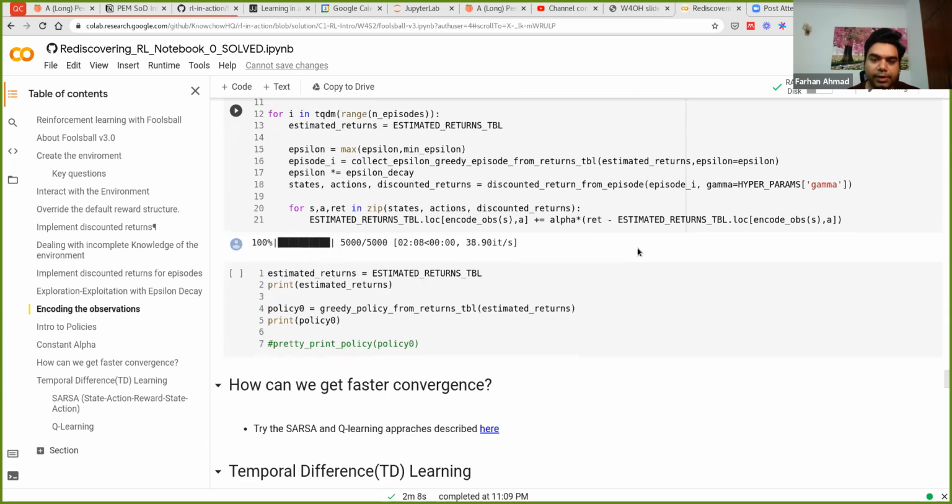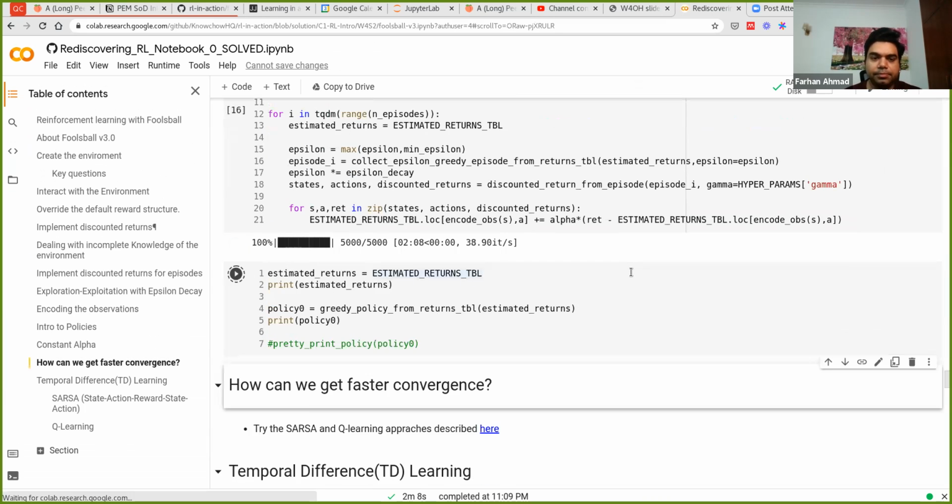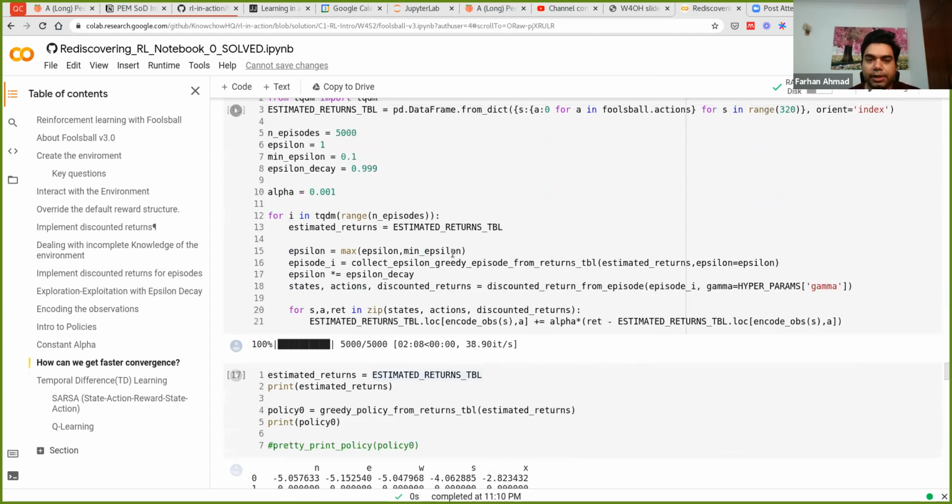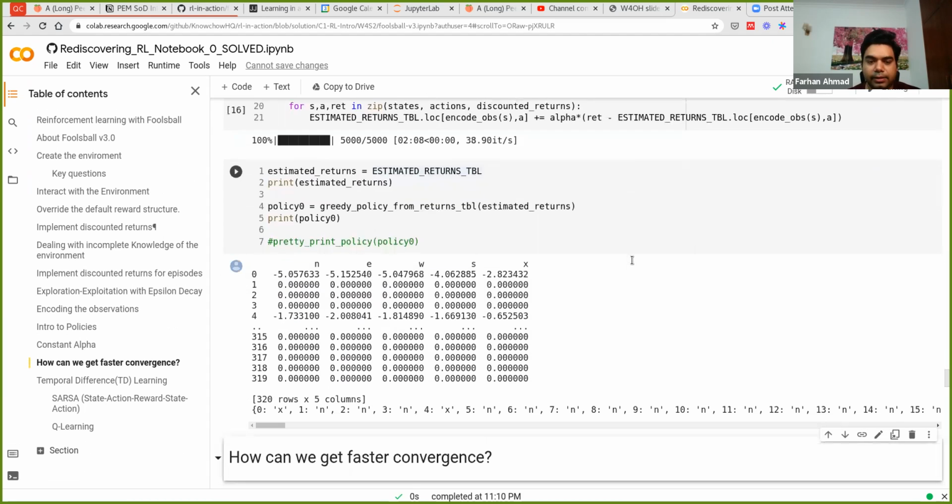So looks like we are done with the episode based training, where we were using entire episodes. We ran for 5,000 episodes, and this is the table. Of course you can't see all of it, it's very tall, 320 rows, but even then you can see lots of rows are empty here.